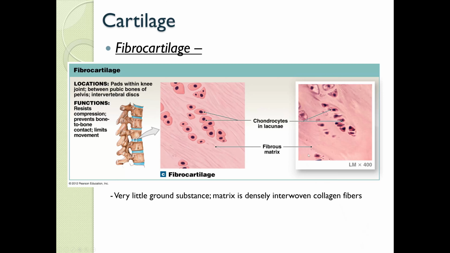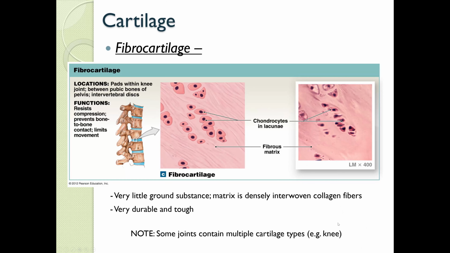So on a slide, you can see the collagen fibers, and again, they run parallel to each other in these areas outside the lacunae. And also the lacunae of fibrocartilage doesn't have as much white space around the cells. So the cells are still in these little pockets, but you don't typically see as much white space as you do with the other two cartilage types. Fibrocartilage is very durable and tough.